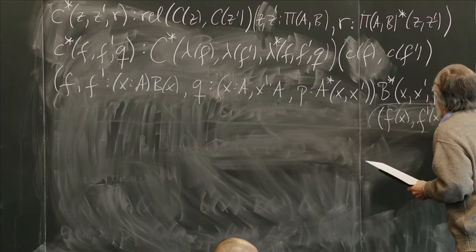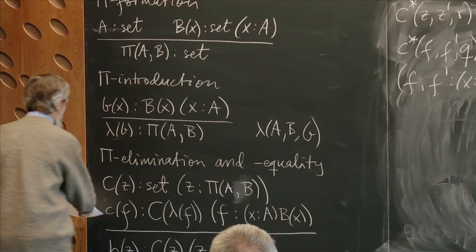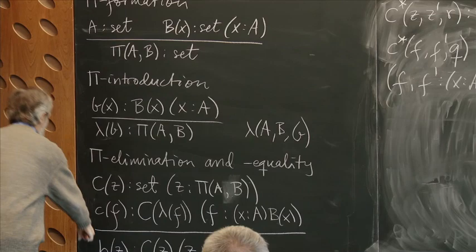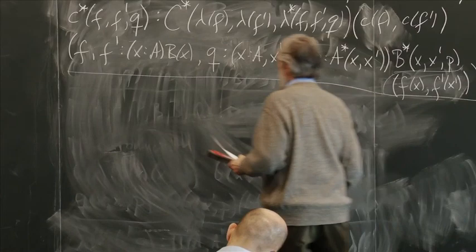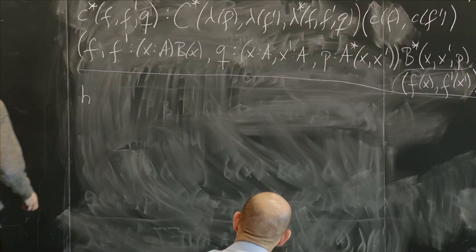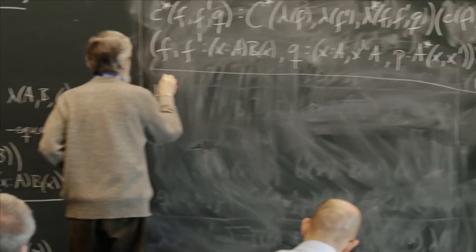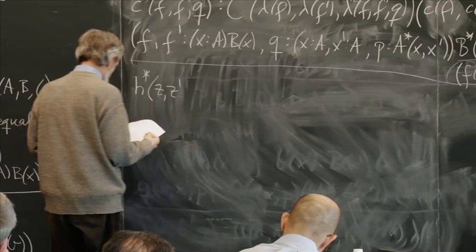So that's how the second premise here comes out in the model. And now we have to get the interpretation of h of z there. h star then is what we must define, and it will have three times as many arguments, so z, z prime, and r.